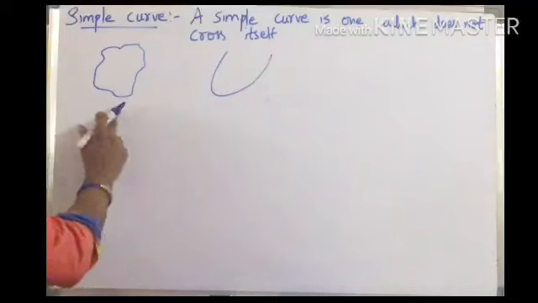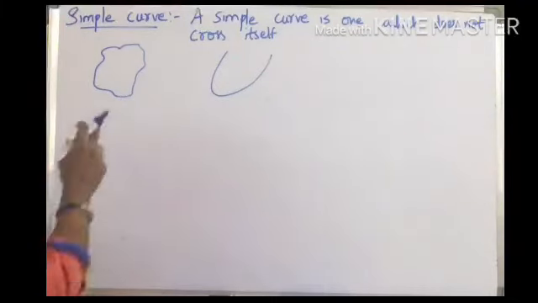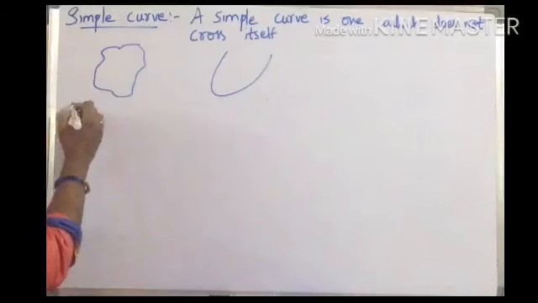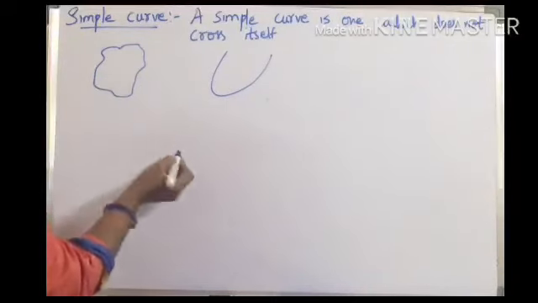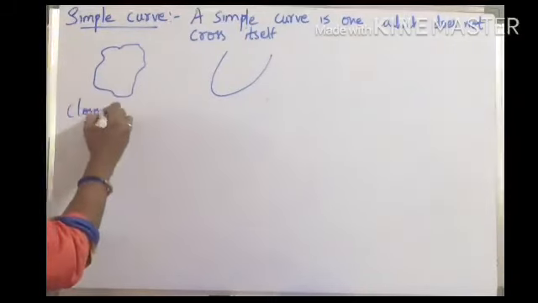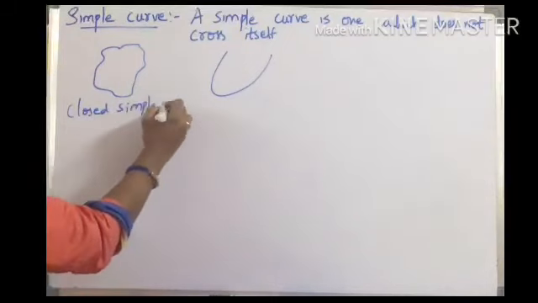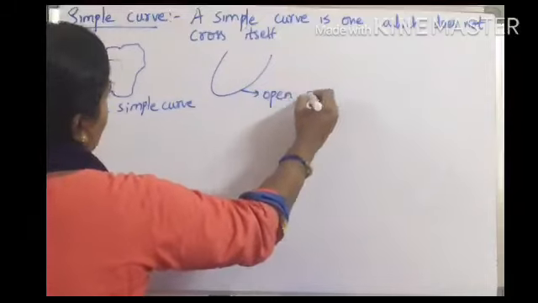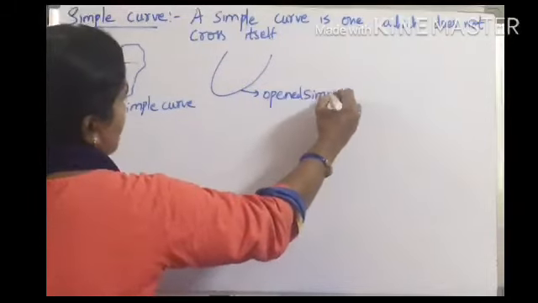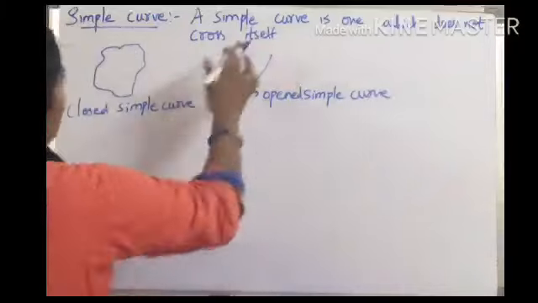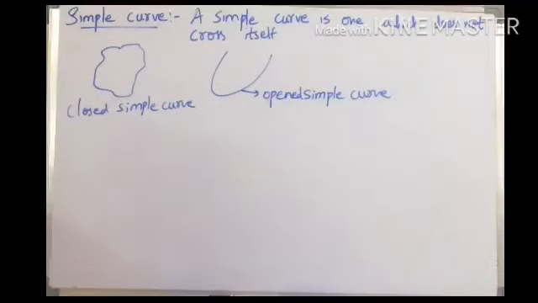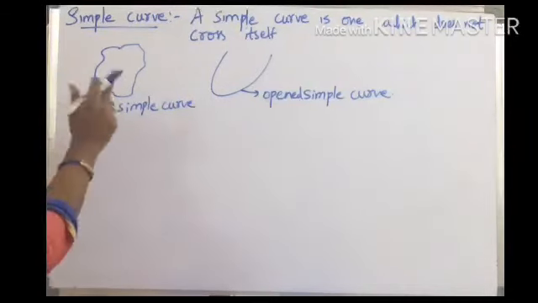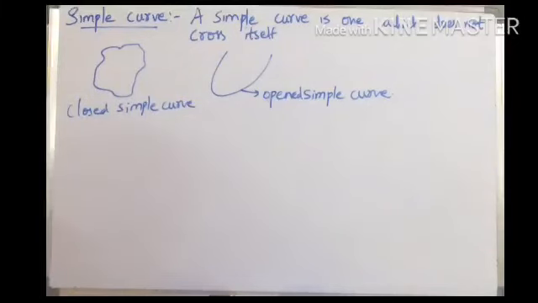A simple curve can be open and it can be closed, both. And see, if this is closed, right, and it is simple, it does not cross anywhere. So it is a closed simple curve. And coming to this, what is this? An open simple curve. So a simple curve is one which does not cross itself. And a simple curve changes direction, children, but does not cross itself while changing direction. Once again, a simple curve changes direction but does not cross itself while changing direction.